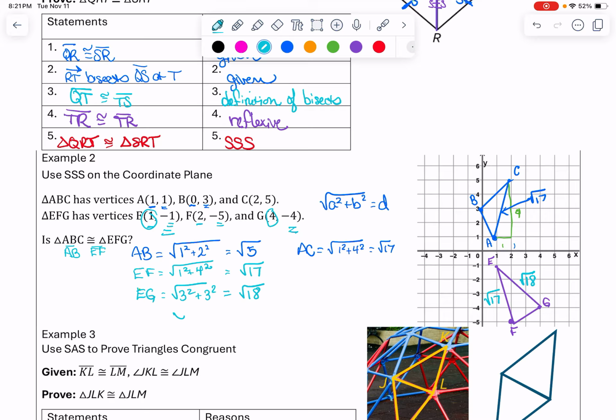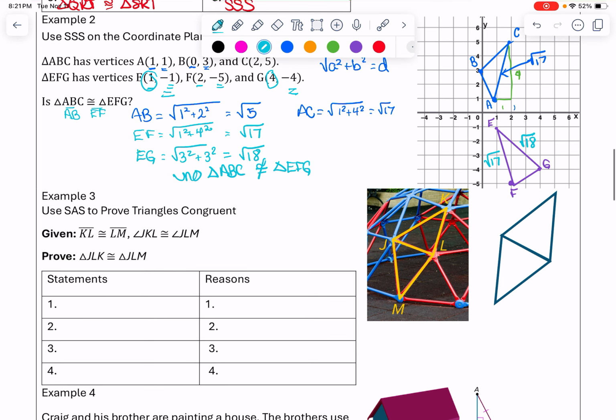So no, triangle ABC is not congruent to triangle EFG because the sides are not congruent to the sides. Corresponding sides are not congruent to corresponding sides.